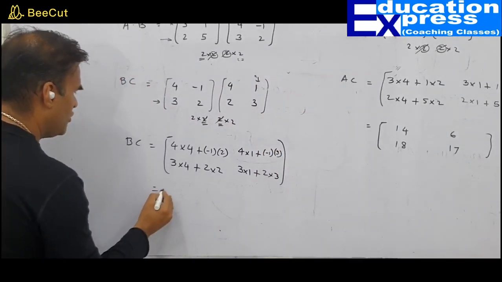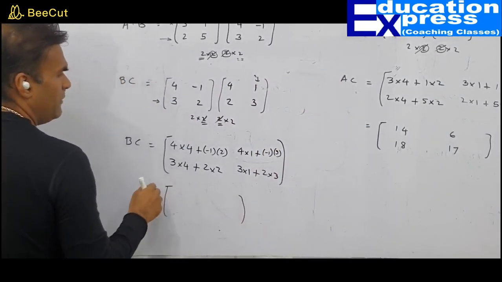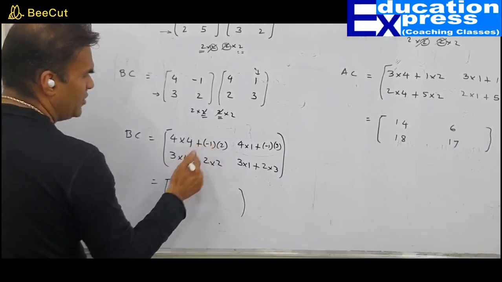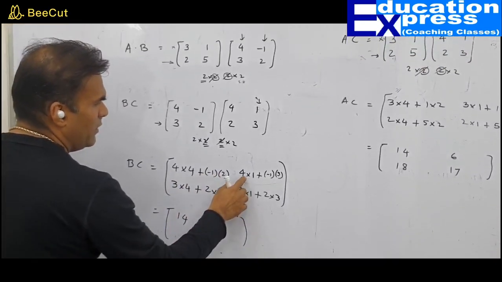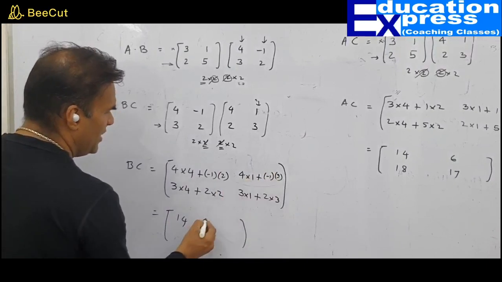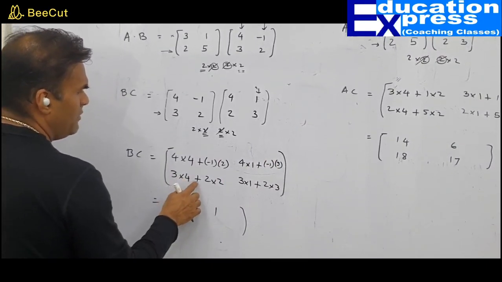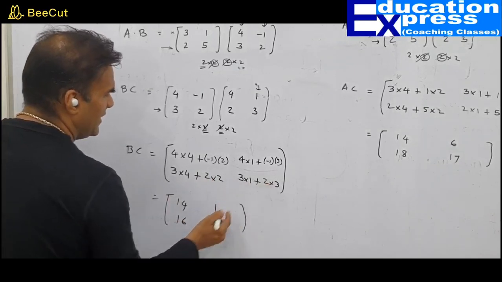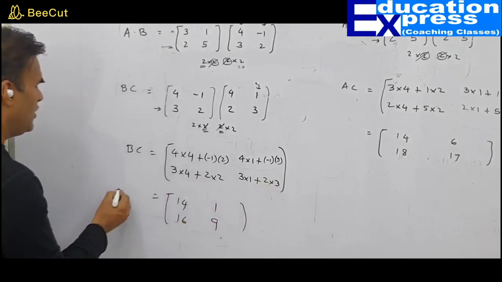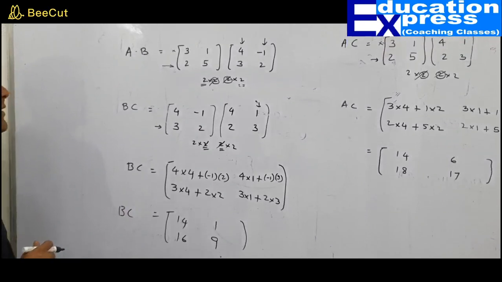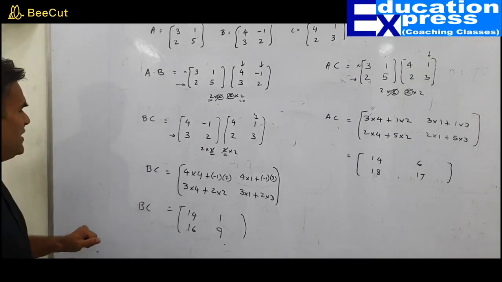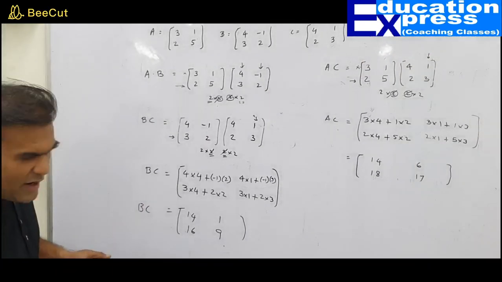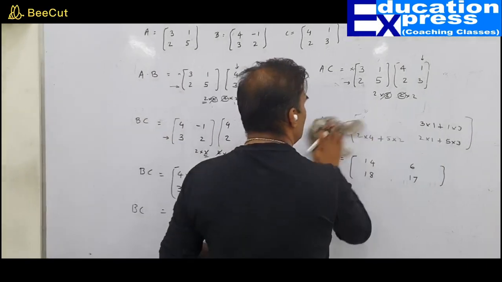Alright. So what will be the outcome? 16 minus 2, 14. 4 minus 3, 1. 12 plus 4, 16. 3 plus 6, 9. We got the answer as BC. Sir, since we found out BC, can you find CB? I can try. We can try finding CB.